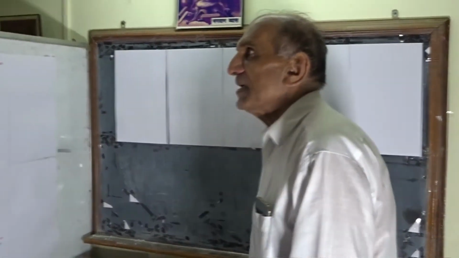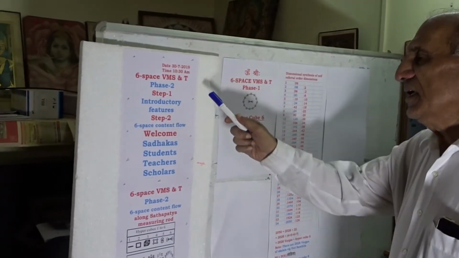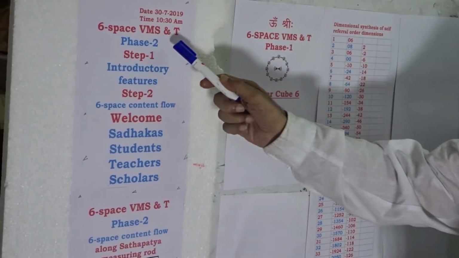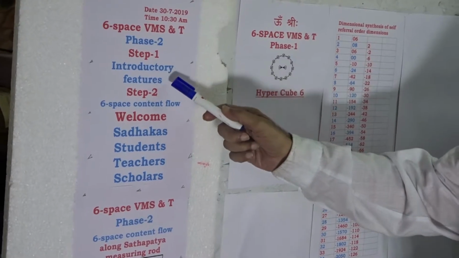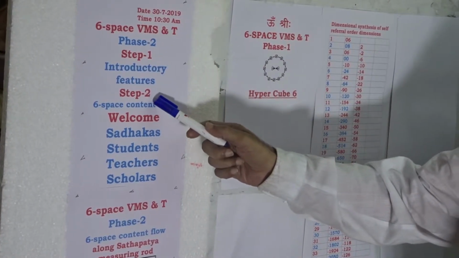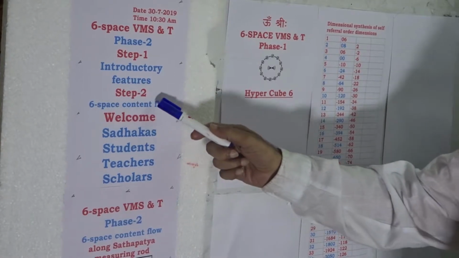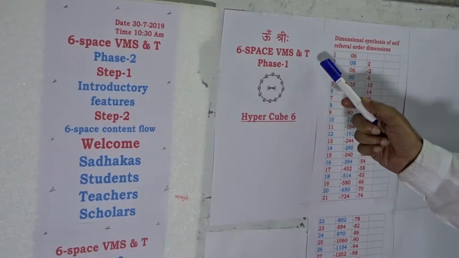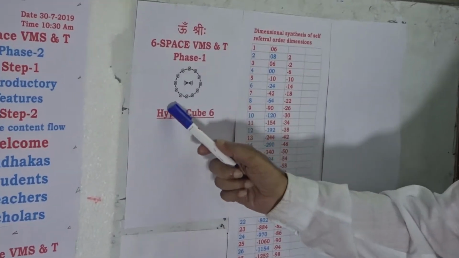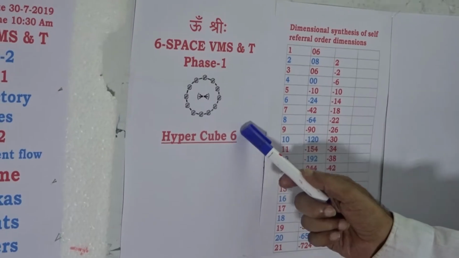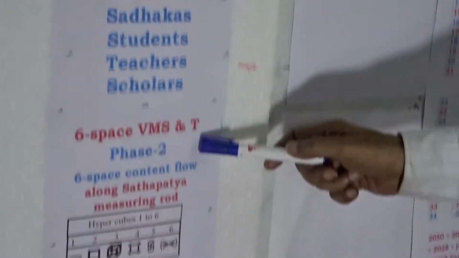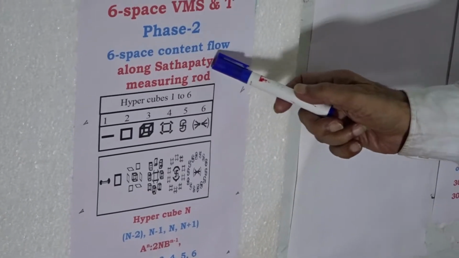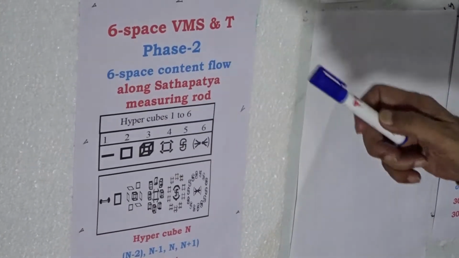Welcome to 6 Space VMS T Initiation and Exposure course. We are in Phase 2. Step 1 has been the introductory features and Step 2 is 6 Space content flow. Phase 1 of 6 Space VMS T has focus upon Hypercube 6 format, while Phase 2 is having a focus upon 6 Space content flow along a Sthapatya miring rod.